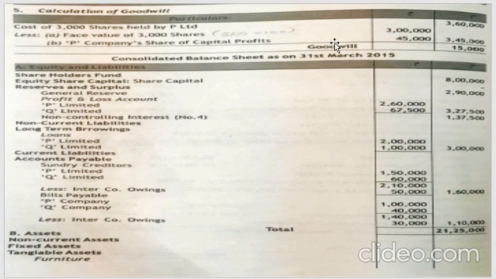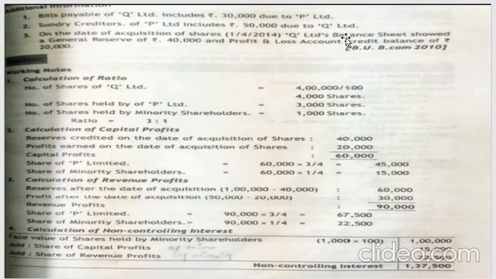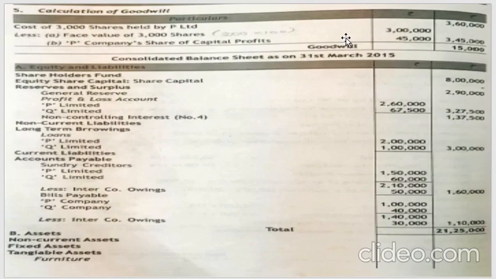Then we will also take into consideration the capital profit of the parent company. The capital profit earned here by P Limited is 45,000. So 3 lakh plus 45,000 will give you 3,45,000. That we will minus from the actual cost of the shares purchased. 3,60,000 minus 3,45,000 gives a difference of 15,000, which is a positive balance, and hence it is called goodwill. So now this calculation is done.